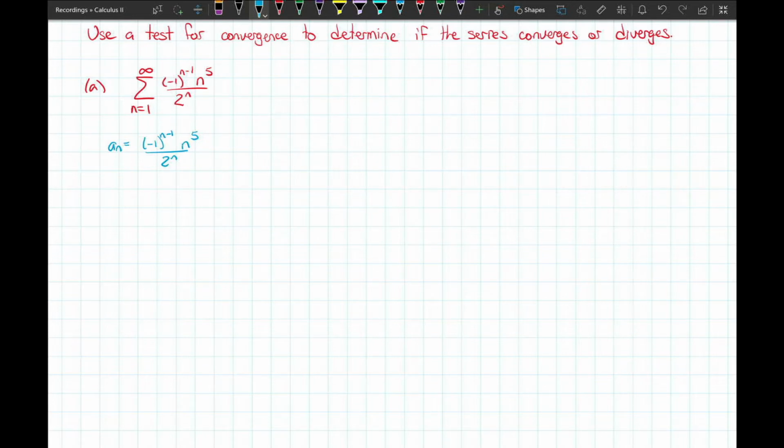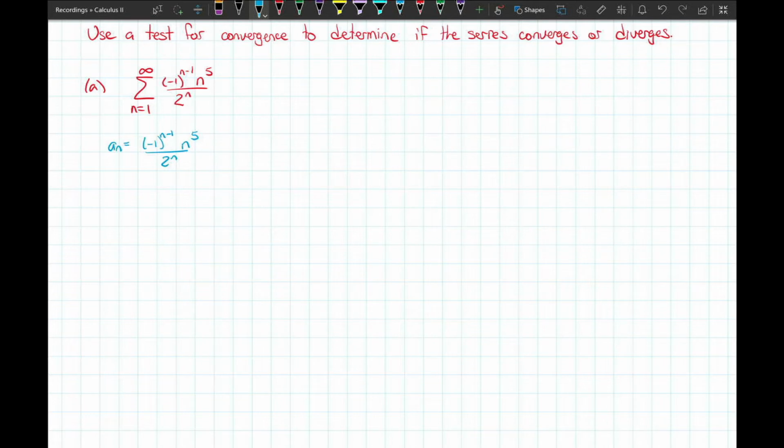alternating series test. But we also see nice expressions such as powers, n to the fifth, and exponentials, 2 to the n. Well, this might actually work out really well if we take a look at the next term up and look at the ratio between the two of them. So let's look at a_(n+1). We get a_(n+1) by changing all of the n's to n plus 1s.